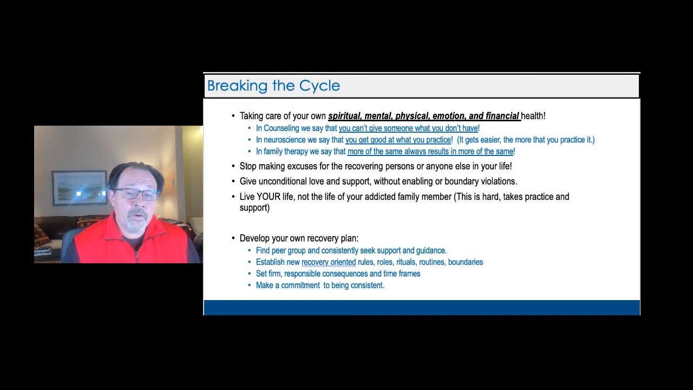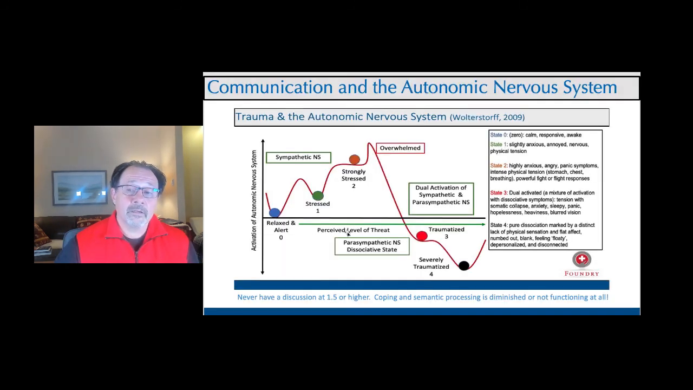The primary way to stop enabling is to find a way to not allow your marble to be much higher than right in here. When it gets here and above, I never have a discussion at 1.5 or higher. Coping and semantic processing, kind of developing a story, is diminished and not functioning at all.